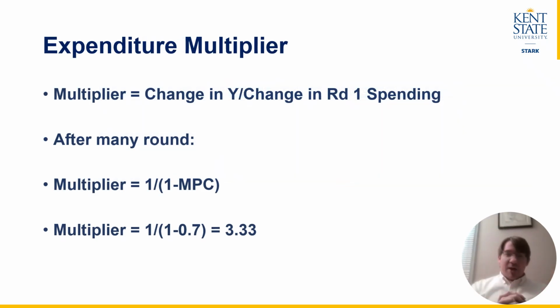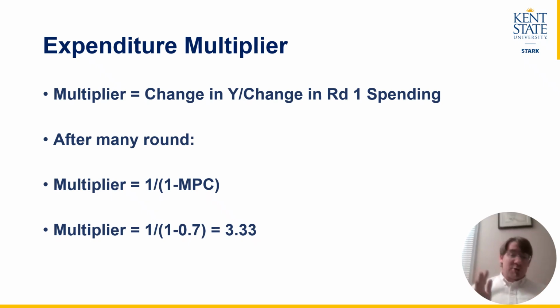And here it is. The multiplier is equal to the total change in real GDP divided by the change in that round one spending. So that $100 of additional spending, what does that change into in terms of total real GDP? After many, many rounds, what you'll end up with is the multiplier is equal to 1 divided by 1 minus the marginal propensity to consume.